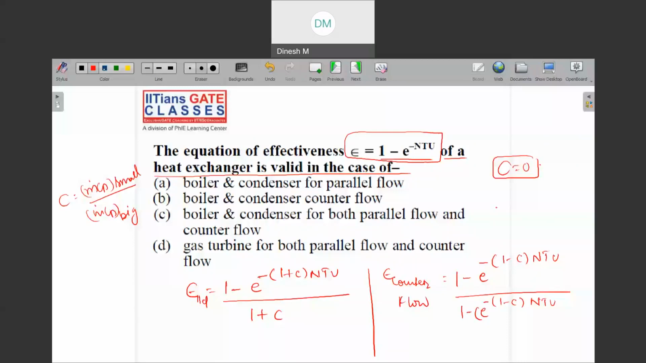So what is the correct option here now? Option C. Like we have seen just now, even though it was parallel or counter, it doesn't matter. If the value is 0, then this reduces into this one, and this is valid for both boiler and condenser. Why boiler and condenser? Because in both cases your fluid is changing its phase, and whenever there is phase change, there is very huge heat capacity associated.